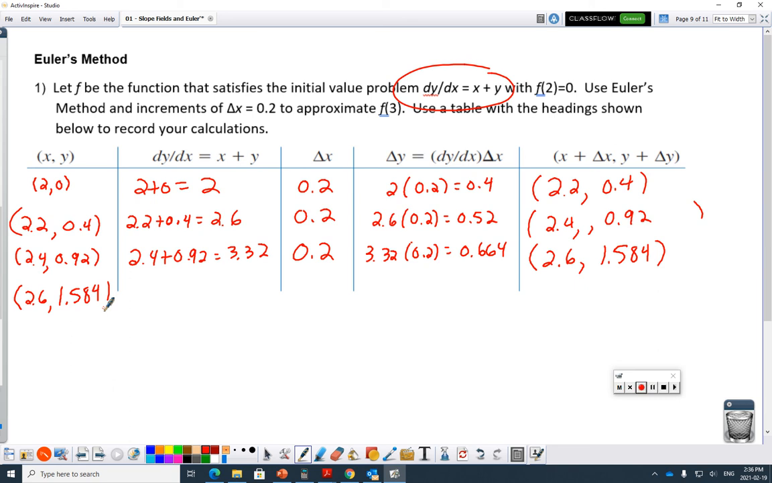Just add them together. You've been given the slope equation. It tells you anytime you want a slope, add x and y together. And that's fine. If that equation is more complicated, no problem. We're just subbing into it. So I'm adding 2.6 to 1.584.